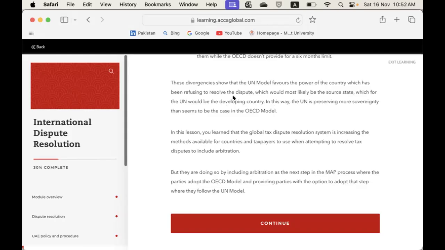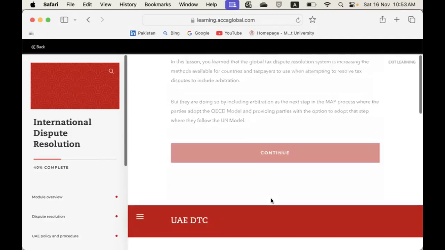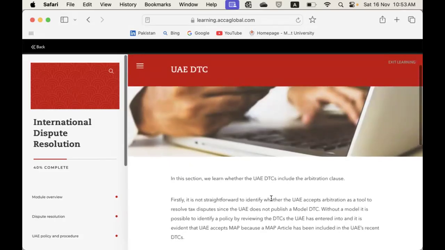So anyways, the point is that in case of the UN model tax convention, this model does provide a certain level of facilitation to the country which has been refusing to resolve the dispute. So in the case of OECD, more power has been given to the taxpayer, actually. In this lesson, you learned that the global tax dispute resolution system is increasing the methods available for countries and taxpayers to use when attempting to resolve tax disputes, to include arbitration. So, until now, anybody has any questions or any matters to discuss?